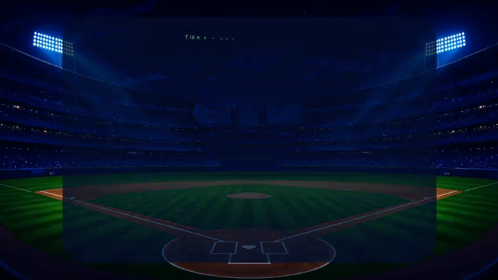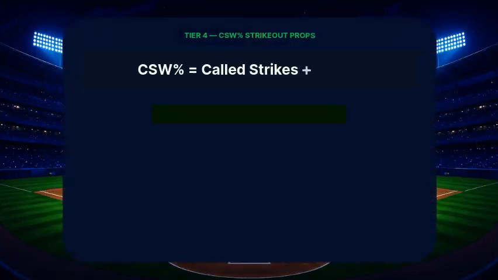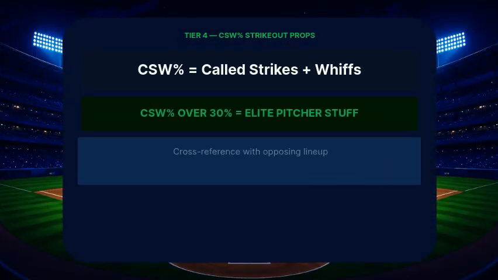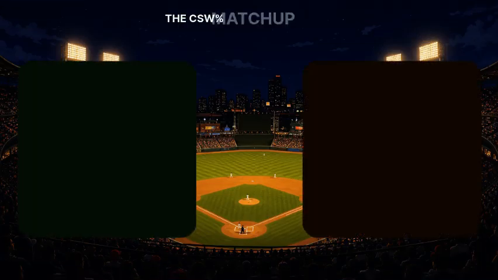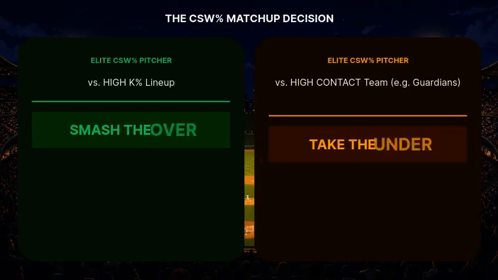For strikeout props in Tier 4, we isolate a beautiful metric called CSW%, called strikes plus whiffs. If a pitcher has a CSW% north of 30%, they have elite stuff. Cross-reference that with the opposing lineup's combined K%. If an elite CSW% pitcher faces a lineup that strikes out 24% of the time, smash the over. If they face a high-contact team like the Guardians, take the under.